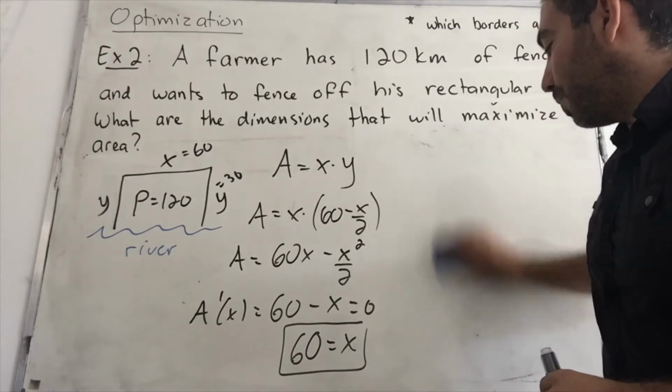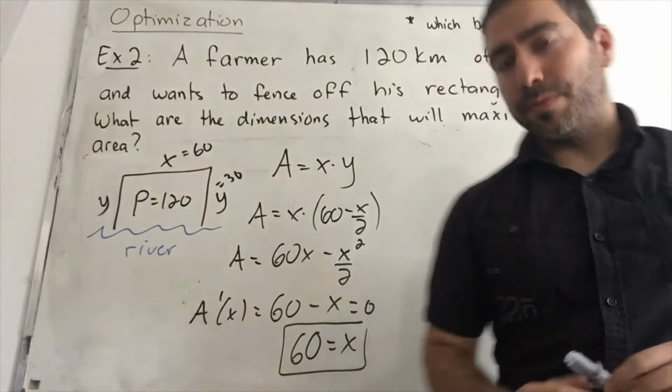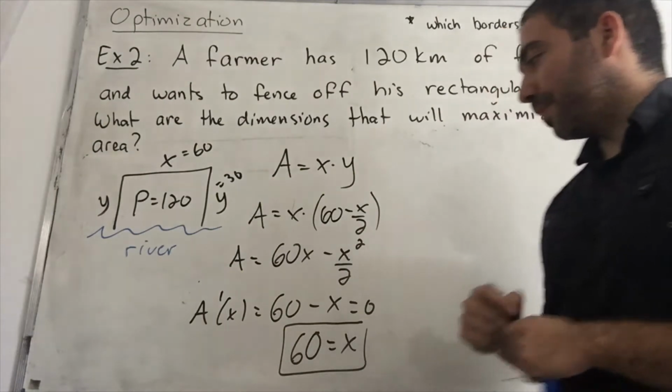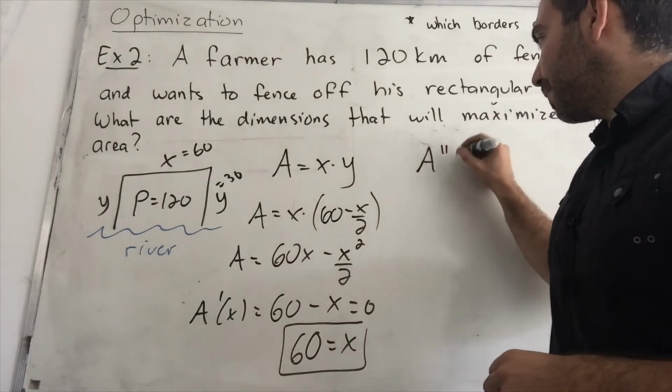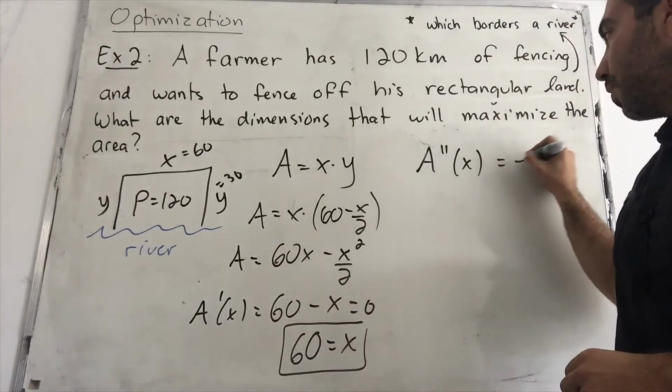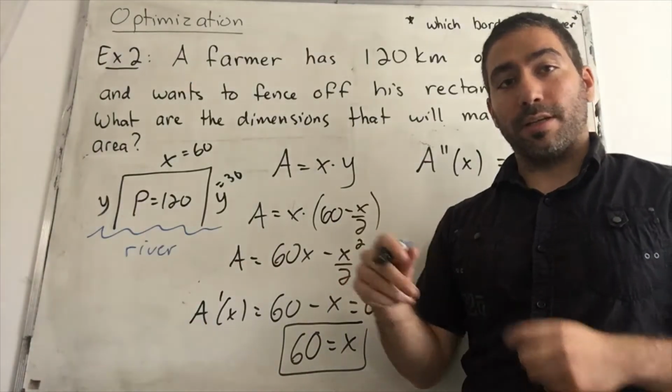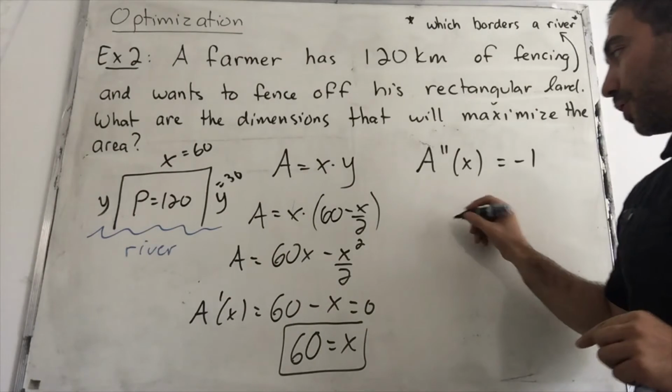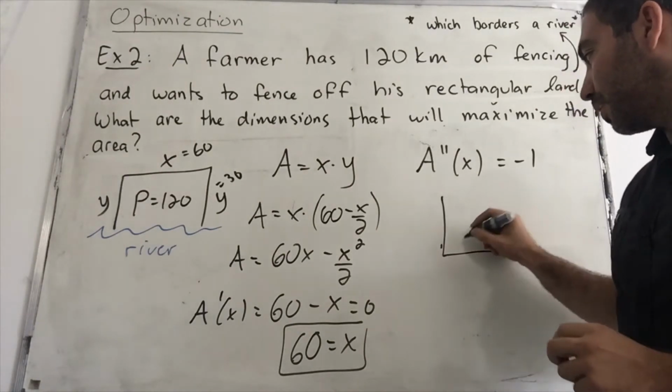So the method here that would probably be easiest to do is the second derivative test, because we have the first derivative here. If we take the second derivative, the derivative of 60 minus x is just -1. So again, the concavity is downwards. So the function's looking like this.